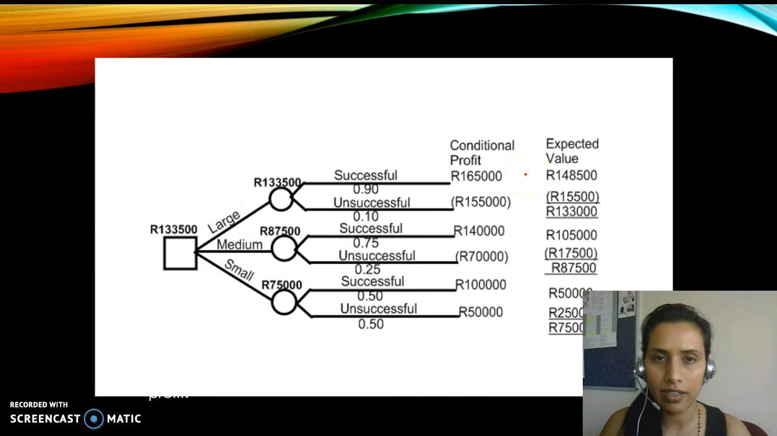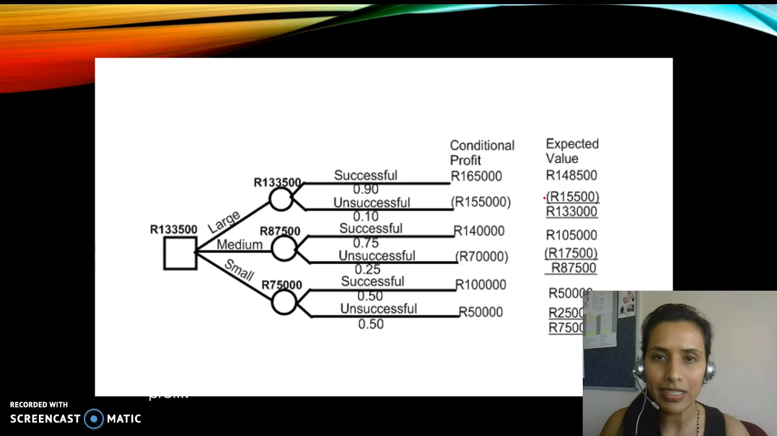Okay, so in order for us to calculate the expected value, we're going to multiply the probability by the conditional profit. So in the first case, if we choose the large factory and there's a 90% chance of the campaign being successful, we will take 90% times the 165,000, and this will give us the 148,500. If the campaign is unsuccessful, there's a 10% chance, and here we will take the 10% multiplied by the conditional loss of 155,000, and this would give us a loss of 15,500 as our expected value.